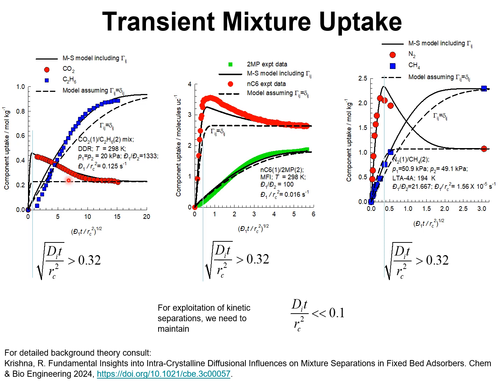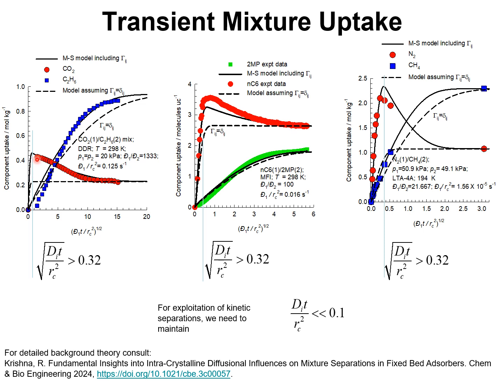The experimental data on transient uptake for the more mobile component in each of the 3 cases shows a pronounced overshoot in the component loading as it equilibrates within the crystallite. This is for CO2. There is a maximum in the component loading, or an overshoot. There's an overshoot for normal hexane and there's an overshoot for nitrogen in this case.